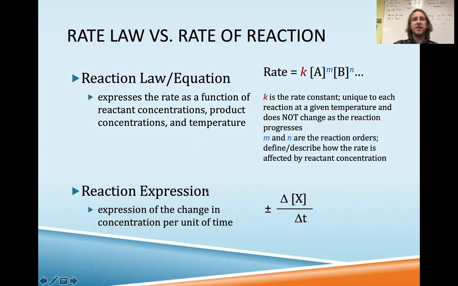But there is an easier way. And there's also some other pieces we need to take into account when we start to think about how quickly our reaction is proceeding. And so our next piece of the puzzle is our reaction law, or our rate law, as opposed to our reaction expression.